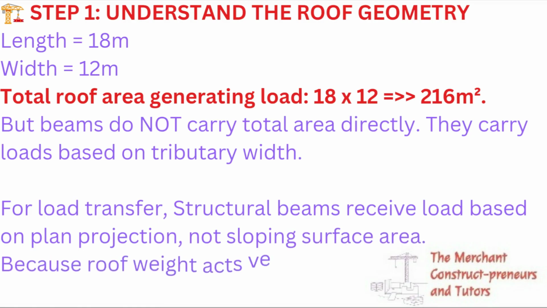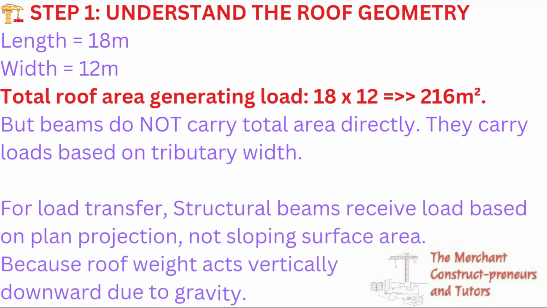So step one, we need to understand the roof geometry. We are given the length as 18 meters, the width as 12 meters. So the total roof area generating load is length times width, 18 times 12 equals 216. So we are looking at the plan area. This is just the plan area, not the roofing area.